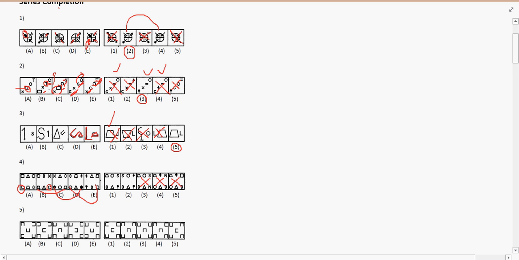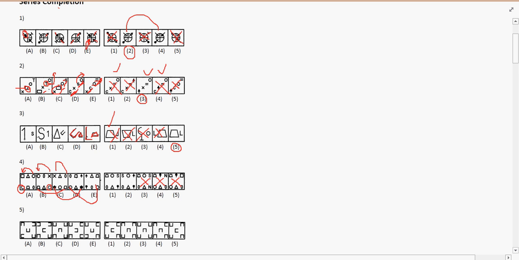Now let's see how the replacement is happening, right? Or let's focus on something else. Now this circle goes here. Now this circle goes here in the next one, right? This X goes here in the next one.